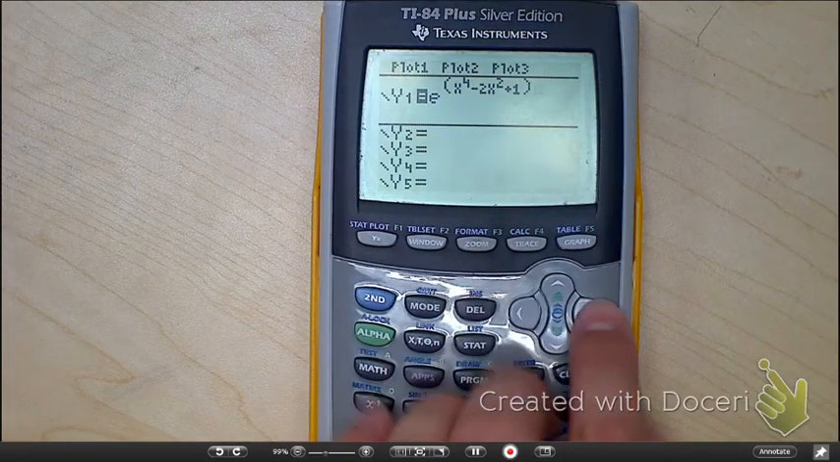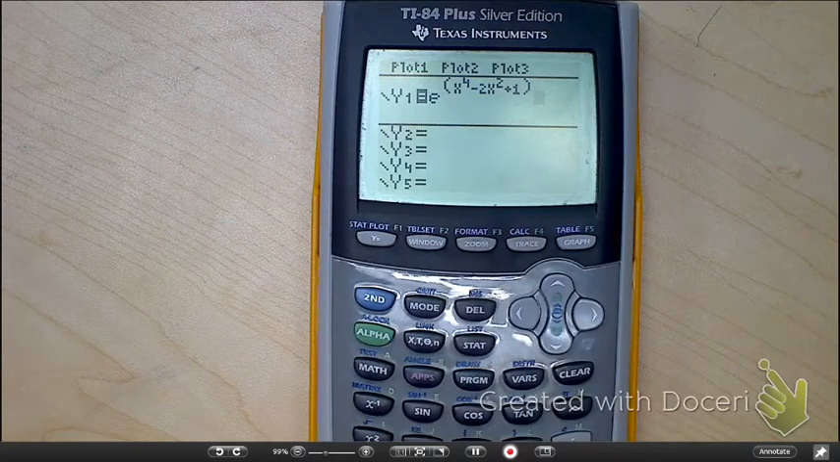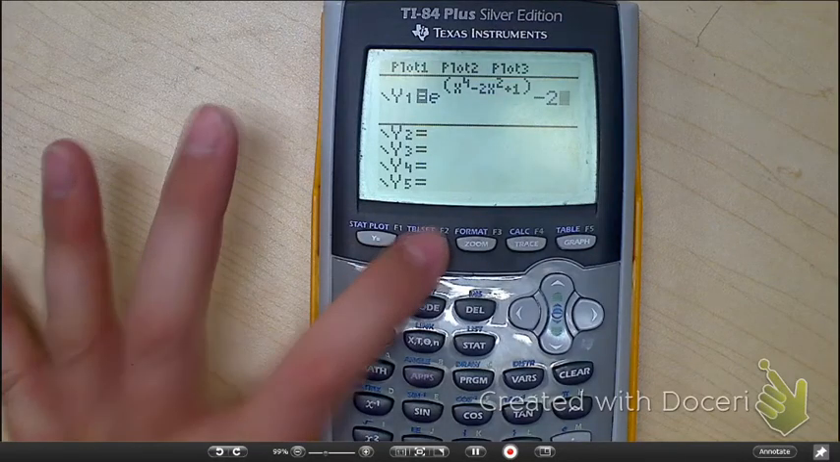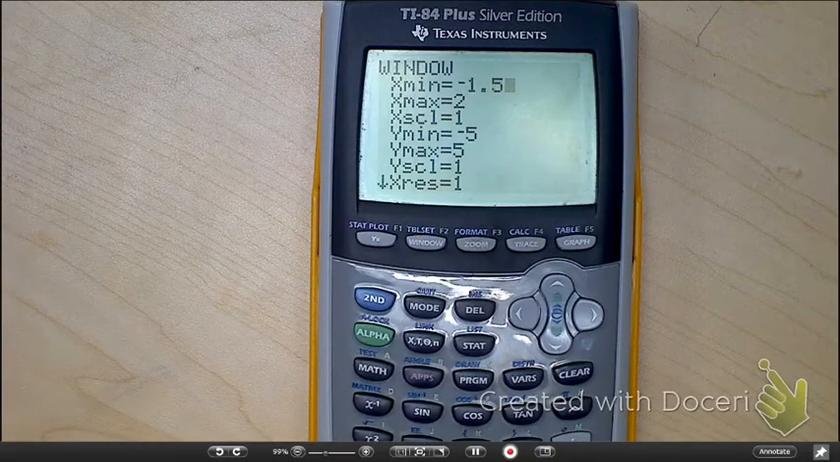And then to get out of the exponent, push that right arrow, and then -2. Now I'm going to change my window because they want to know from -1.5 to 1.5. So I'm going to change my window from -1.5 to 1.5. And then, depending on what they want to know about it, I might change my y min and max.